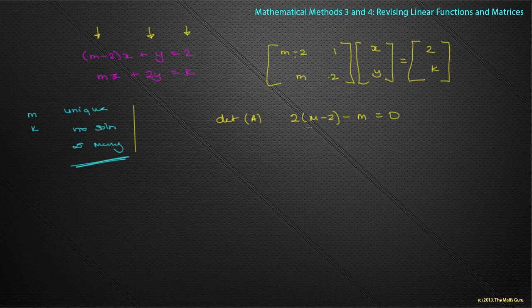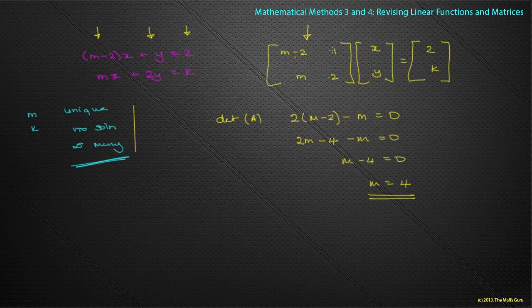What is the value? That will become 2m minus 4 minus m is equal to 0. So 2m minus m is m minus 4 equals 0. So m equals 4. Right? So we know that if m equals 4, there is no solution. It can't have a solution because the determinant of that is 0, in which case none of this will work. So there will be no solution, i.e. the lines will be parallel. All right, so we know that the lines are now going to be parallel.